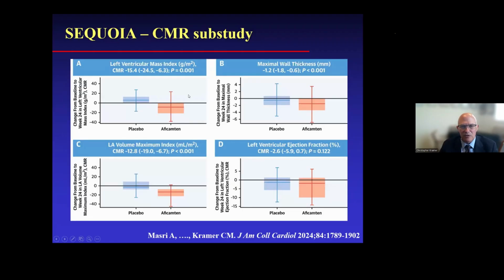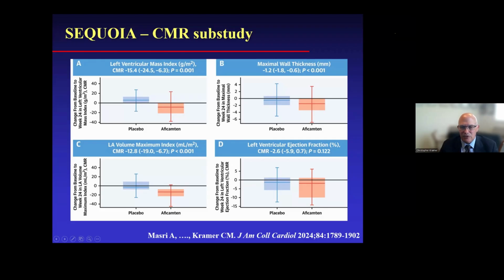You can see that similar to mavacamten, aficamten was associated with a reduction in LV mass index, a reduction in maximal wall thickness, reduction in LA volume index, and in this case, a non-statistically significant decrement in ejection fraction. But if we had larger numbers, you would see falls with aficamten as it does with mavacamten.